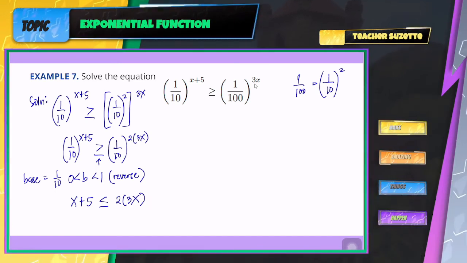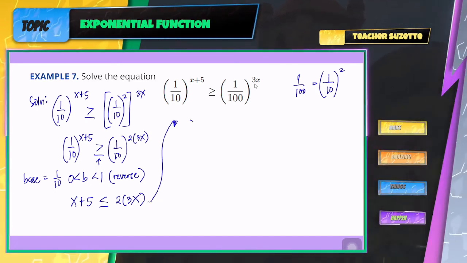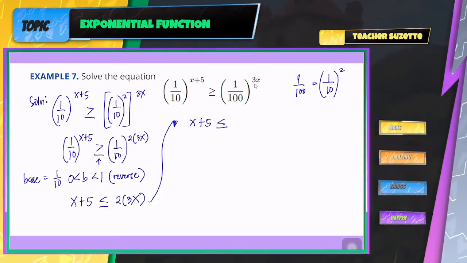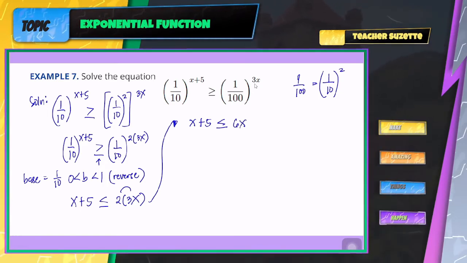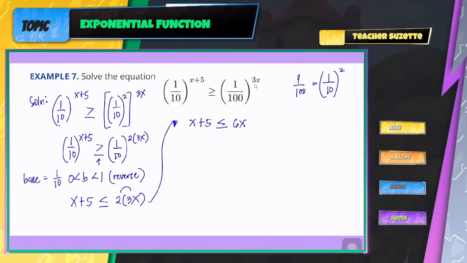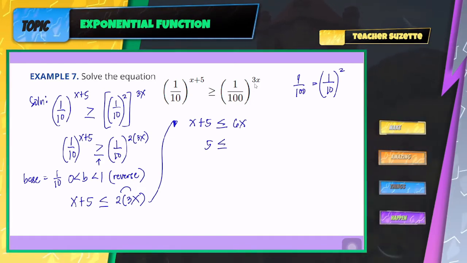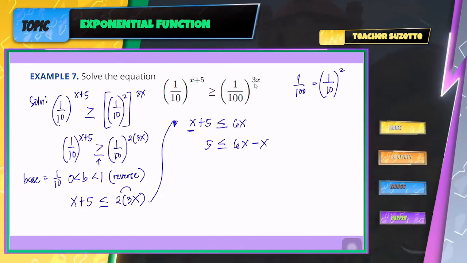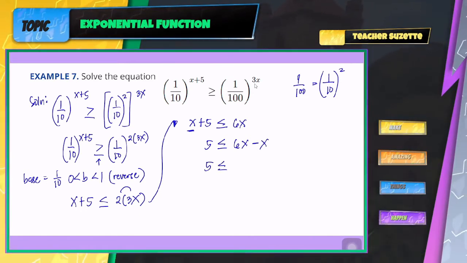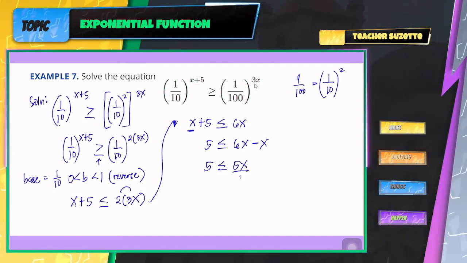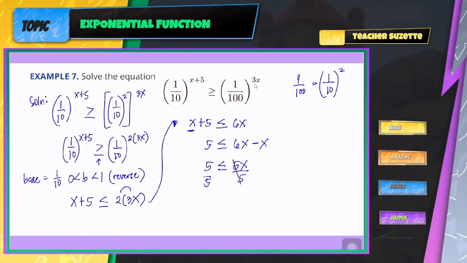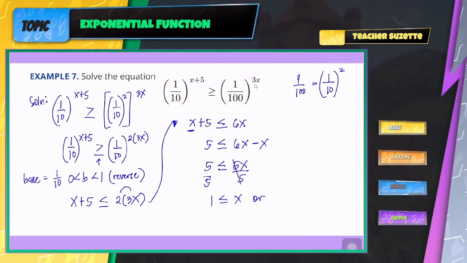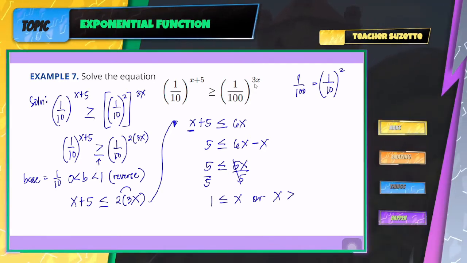Ayan. So, solve na lang po natin dito banda. So, you will have x plus 5 is less than or equal to 2 times 3, you will have 6x. Then, isolate natin yung ating x. So, you will have 5 is less than or equal to 6x. Transpose natin, minus x. Then, 5 less than or equal to 5x, dividing both sides by 5.